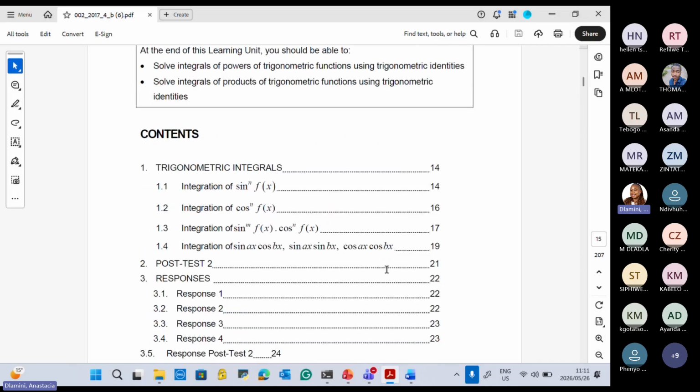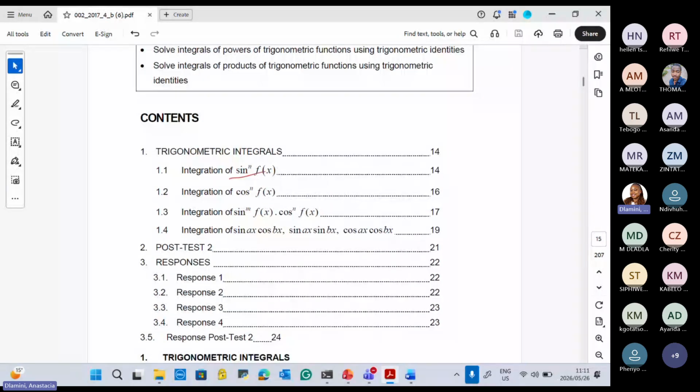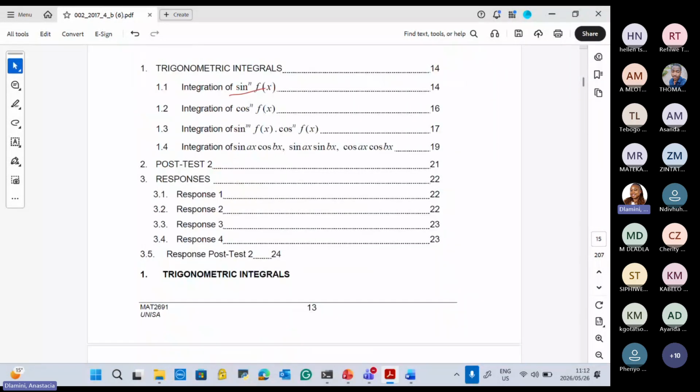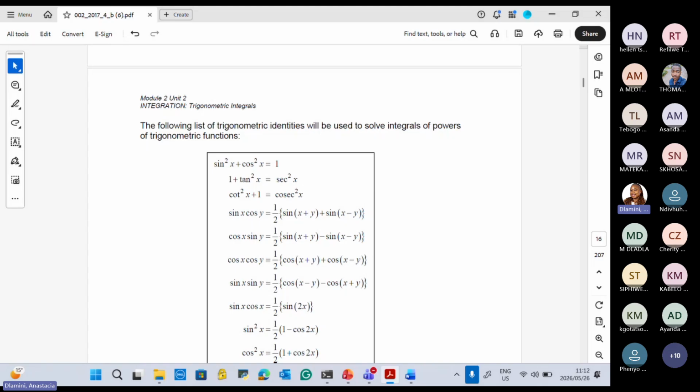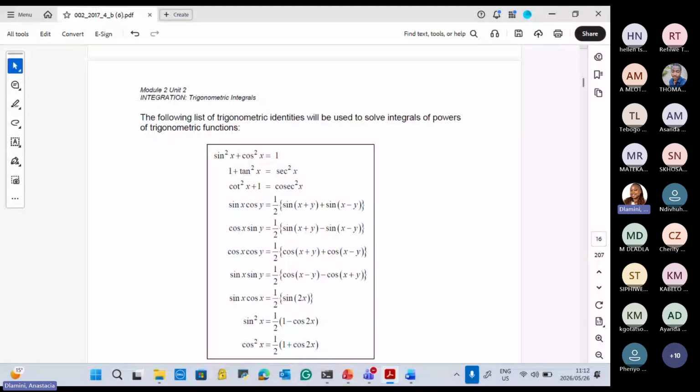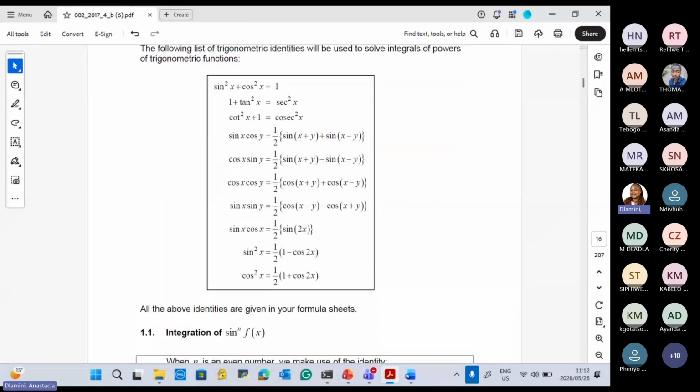So at the end of the section, you should be able to solve the power of n: sine to the power of n, cos to the power of n, and sine to the power of m times cos to the power of n, respectively. Now, these are the identities, right? So they say the following list of trigonometric identities will be used to solve integrals of powers of trigonometric functions. So you remember those identities and make sure that you remember them, right?